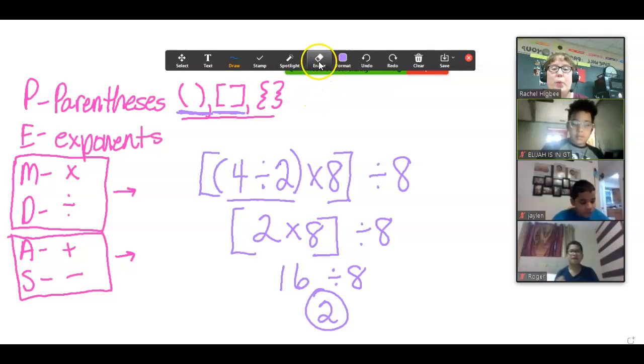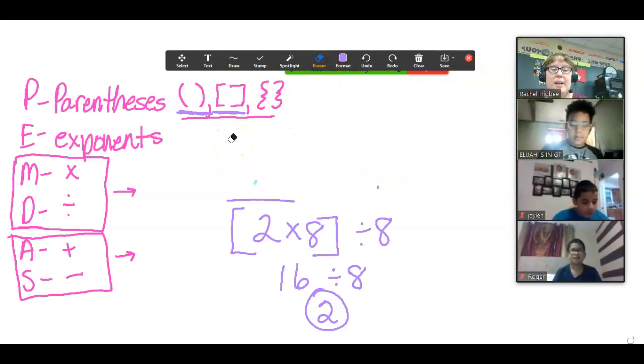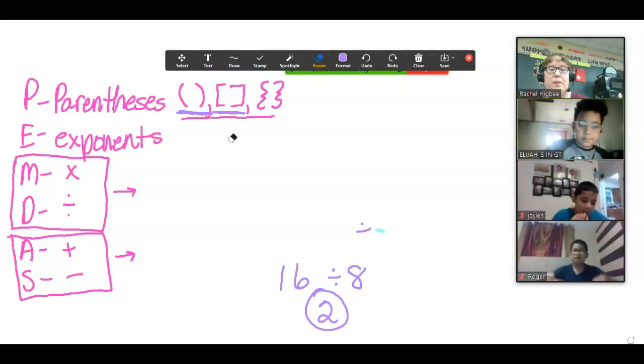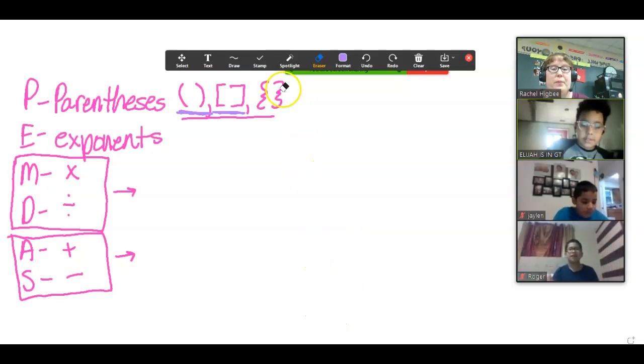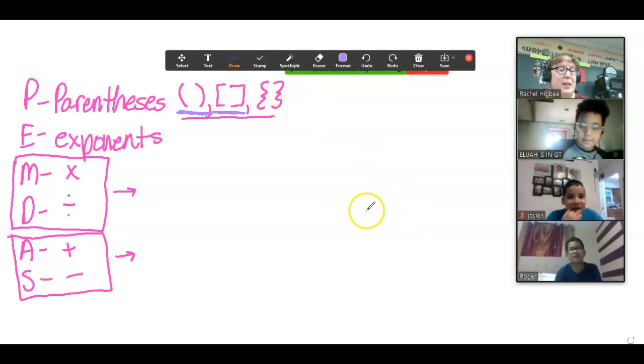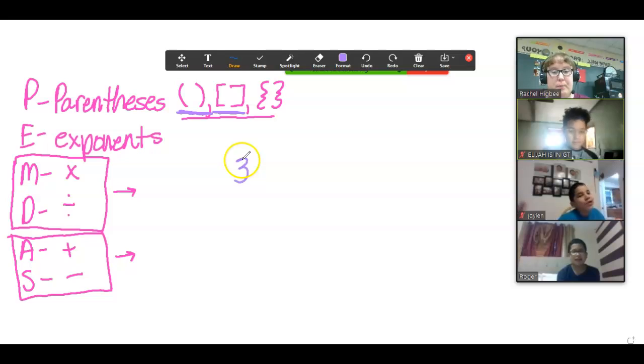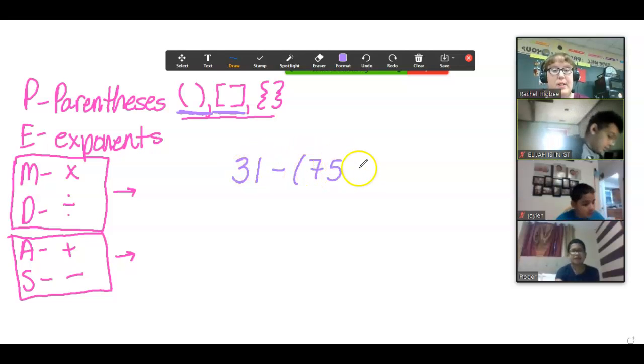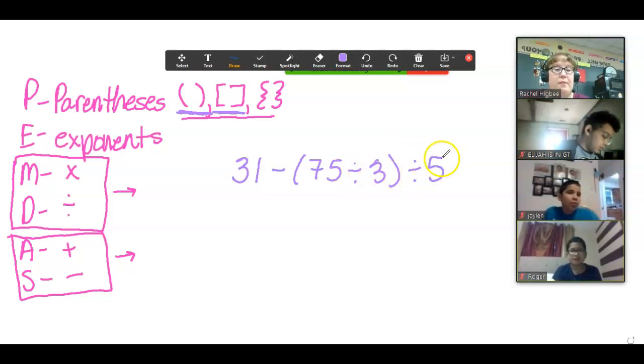Very good job. Okay. All right. Let's do one more. And then I have one more after that if you feel like you need it. Okay. Yes. Thank you for being patient. All right. So I'm going to give you this problem this time. 31 minus, in parentheses, 75 divided by 3 divided by 5.